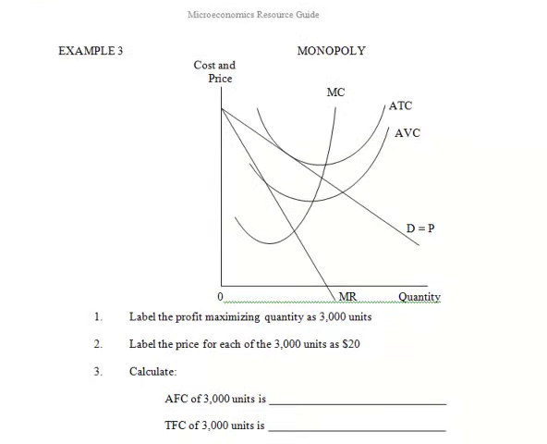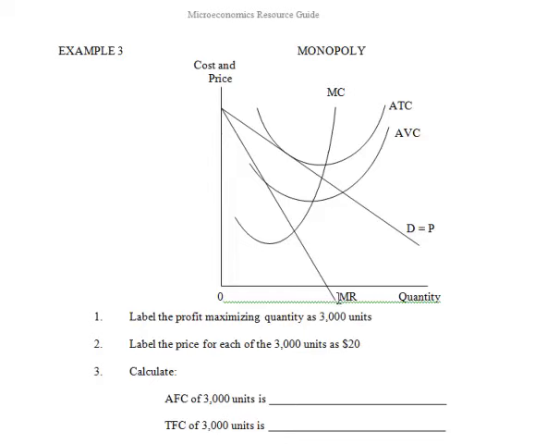This is the graph of a monopoly. Not all monopoly graphs are drawn in the same way. I tend to draw mine in this manner. My marginal cost curve looks like a check mark. Here's my average total cost curve, my average variable cost curve, my demand curve, which is where we measure the price from, and then the marginal revenue curve.